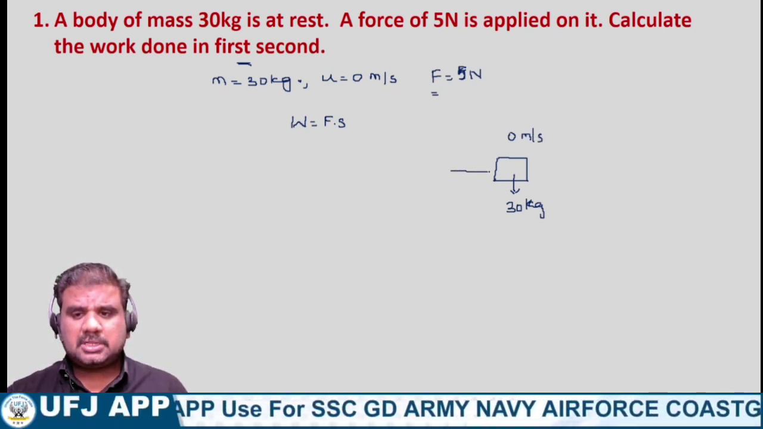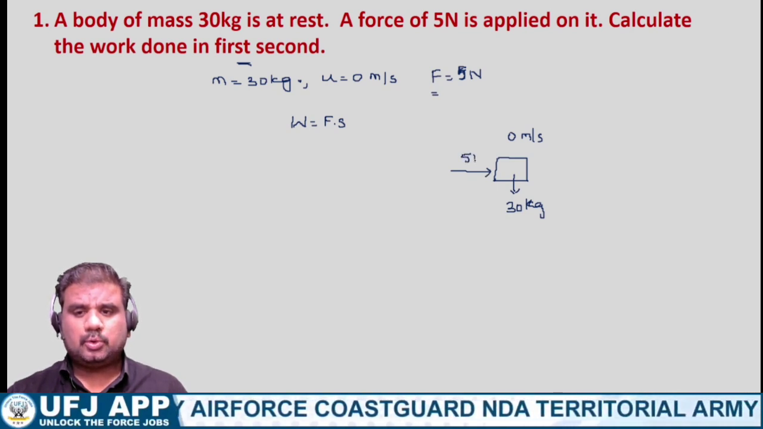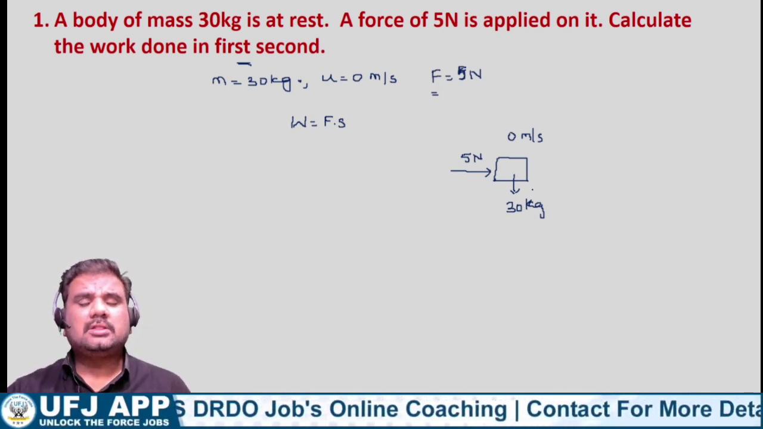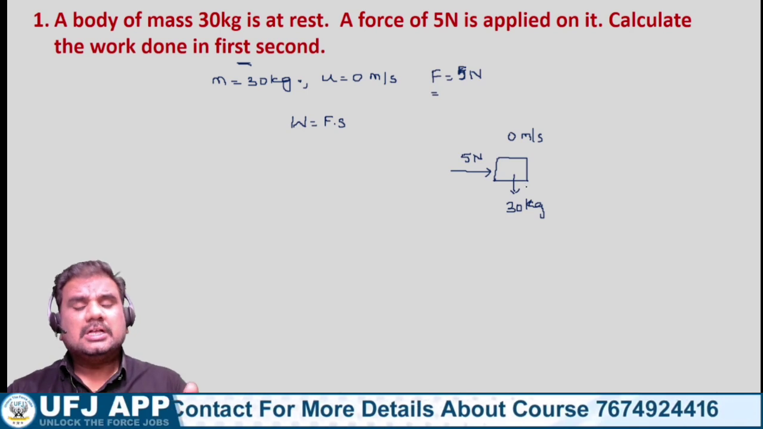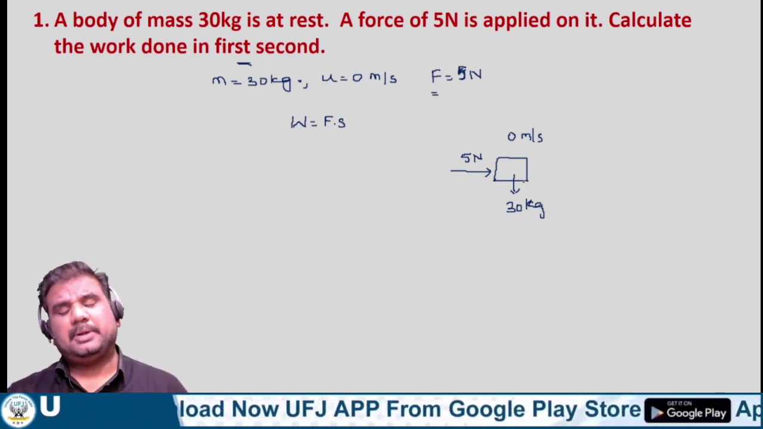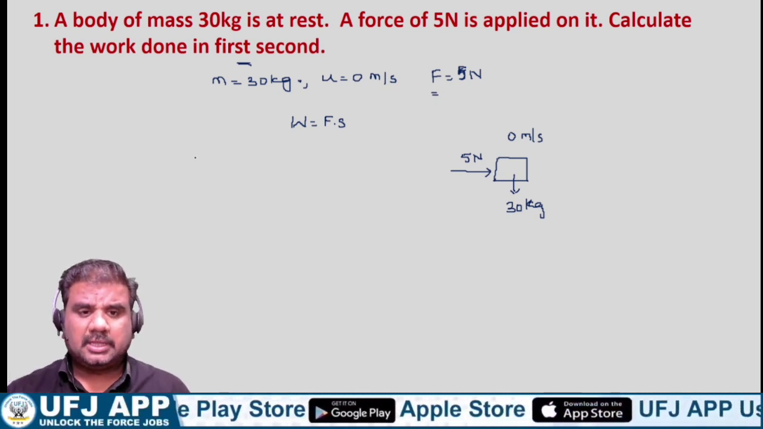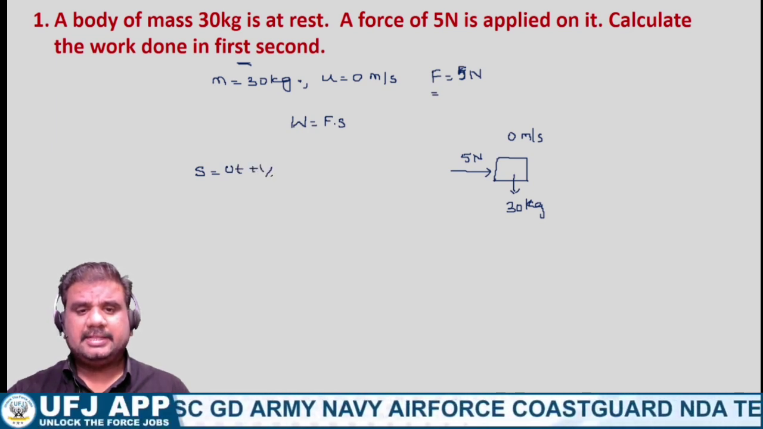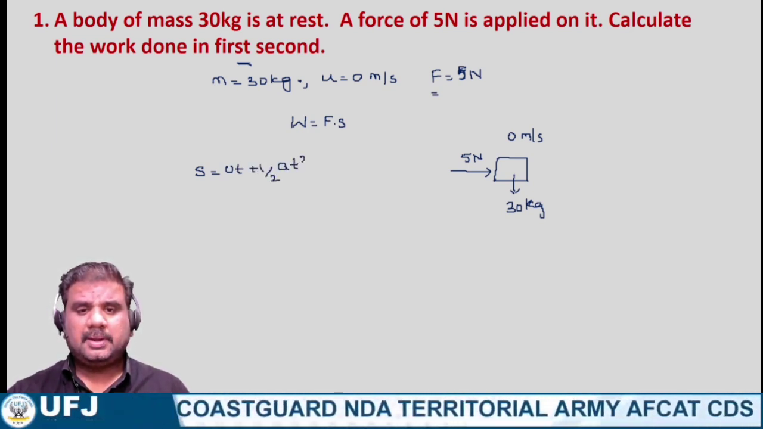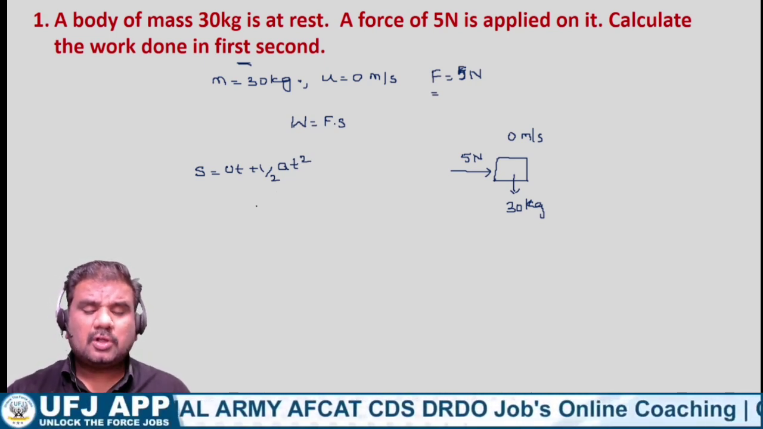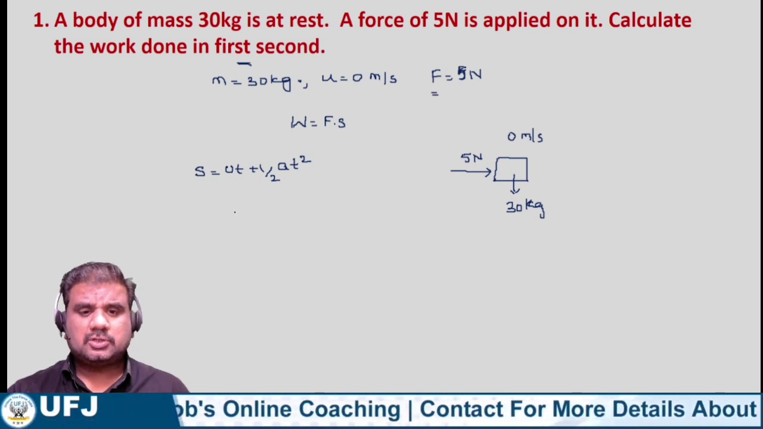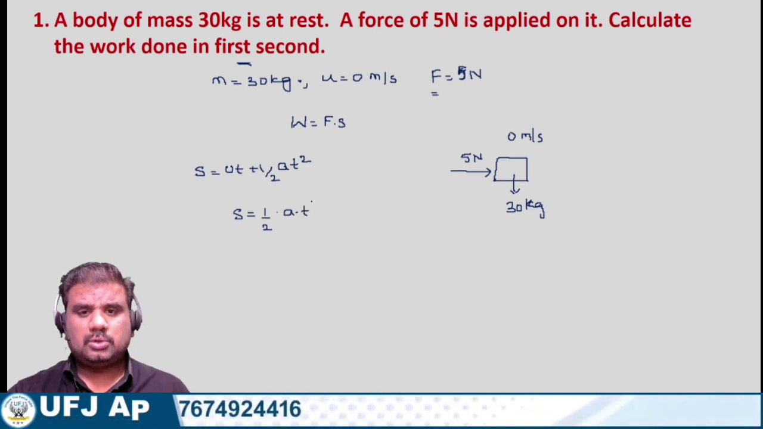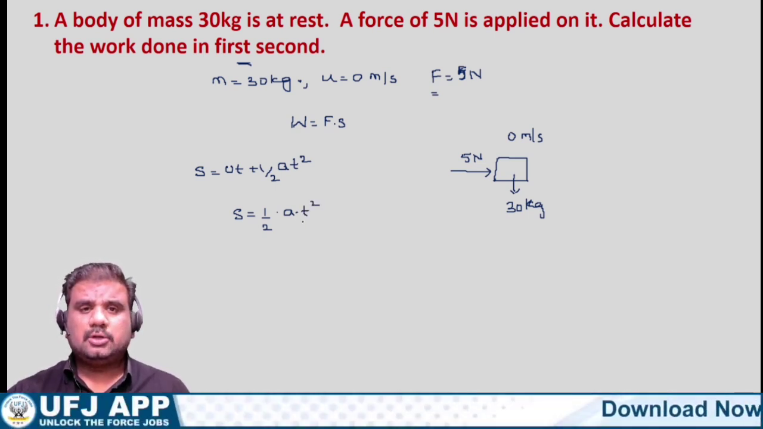So, the moment you are applying a force of 5 Newton, then 5 Newton force apply chesinapudu 1 second lo enta dooram prayaninchindi, enta dooram cover chesindi. So, we are supposed to calculate the displacement here. Right. So, for that particular thing, S value calculate cheyali. So, S equal to ut plus half at square ani antam. So initial velocity ఎంత ఉంది? 0. Initial velocity 0 కాబట్టి S equal to 1 by 2 into A into T square అని అంటాం.